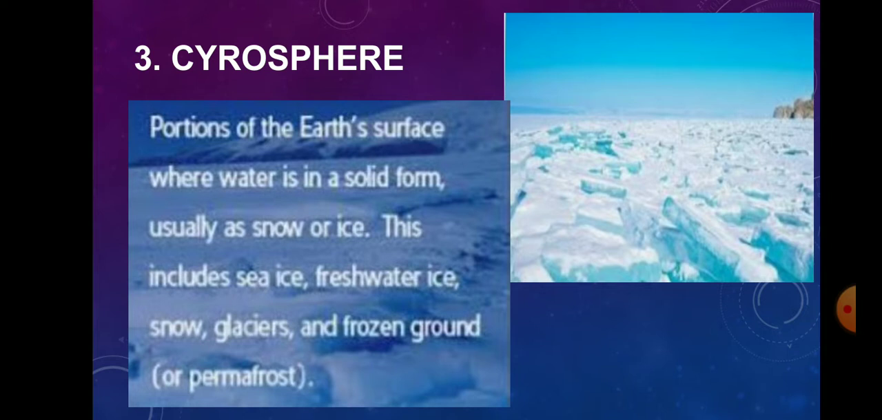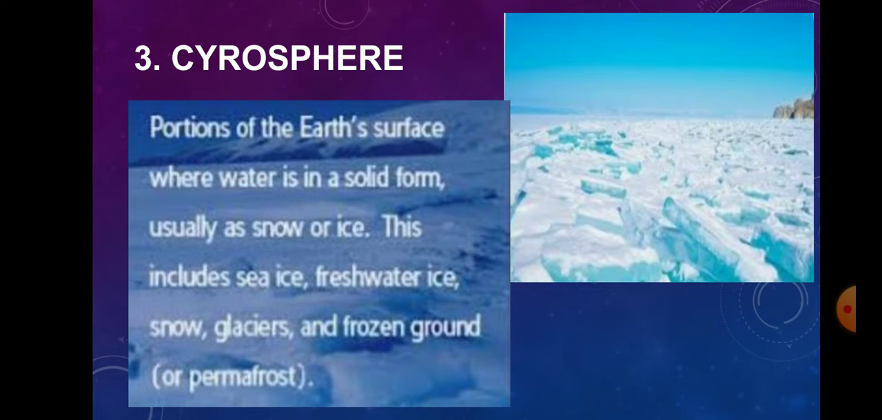It is the portion of the Earth's surface where water is in a solid form, usually as snow or ice. This includes sea ice, freshwater ice, snows, glaciers, and frozen grounds, or permafrost. We all know that snow and ice are an important part of the global climate system. The cryosphere protects Earth from getting too warm. The presence or absence of snow and ice can affect heating and cooling over Earth's surface, influencing the entire planet's energy balance.